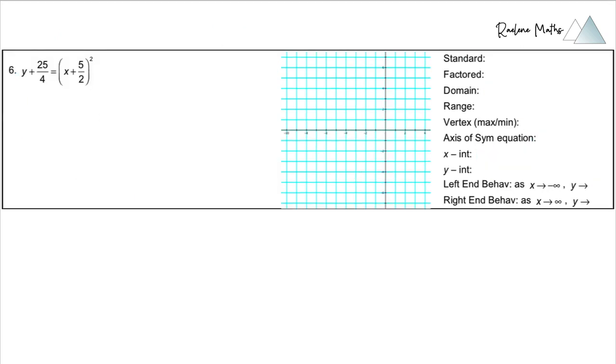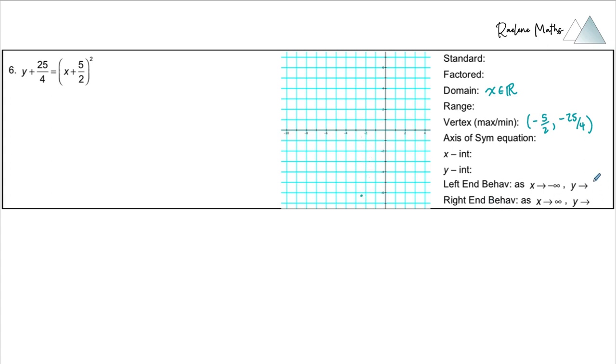Here in number 6, we have the vertex form of the parabola, so let's fill in the things that are quick and easy for us to do. The domain is all real numbers, and the vertex is located at negative 5/2, comma, negative 25/4, which is negative 2.5 and negative 6 1/4. So negative 6 and a bit would be right around here.